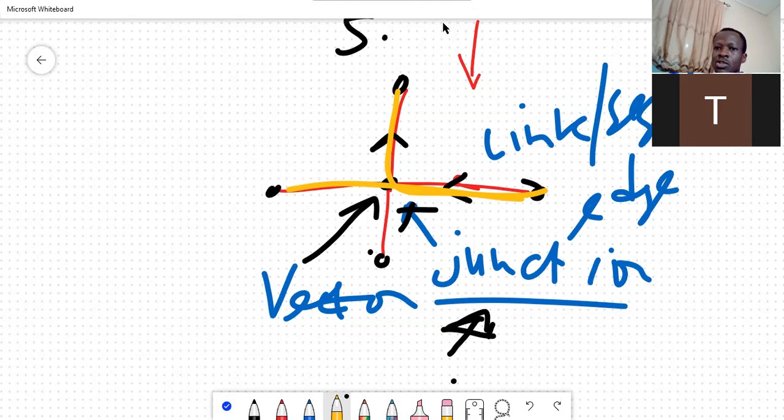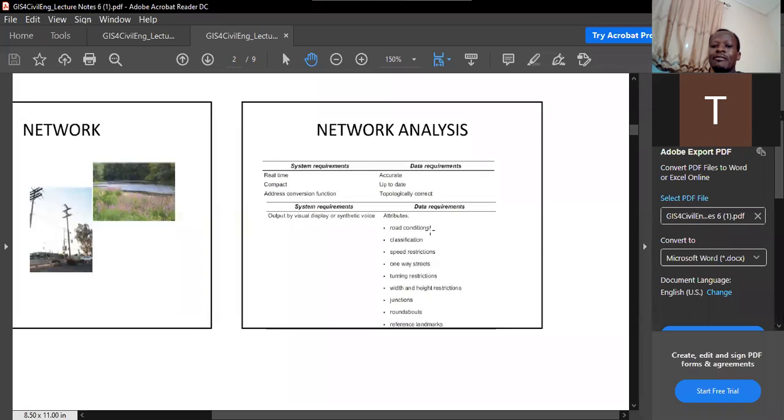We need to meet these requirements, and there are a few attributes, not a few, but the more you have, the better. For example, I'm looking at a road network at the moment. We can look at road conditions. Classification of roads can be saved as attributes. Remember, an attribute is a characteristic. Every object has so many characteristics, so we have the objects and their characteristics.